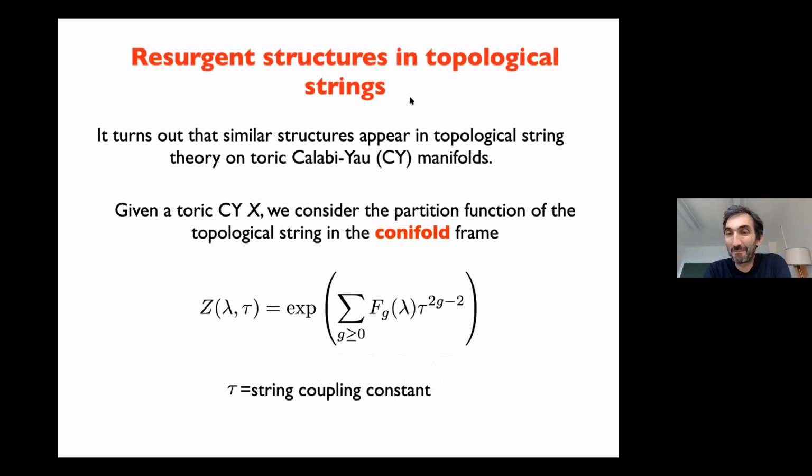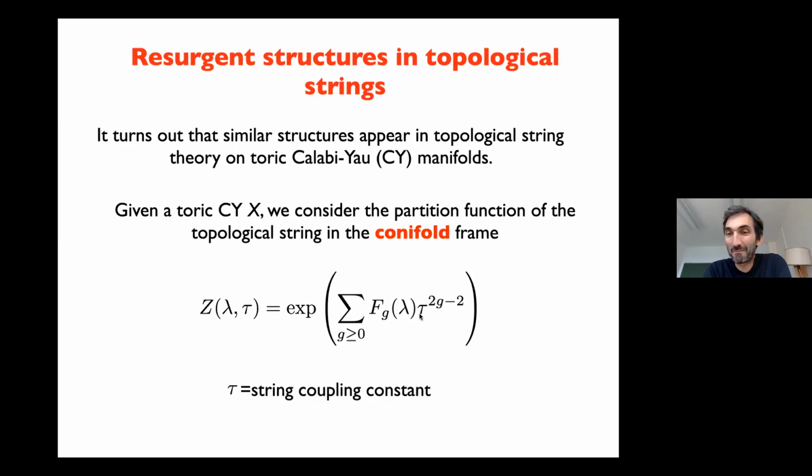Okay. So what is surprising in a sense is that very similar structures appear in a different theory, which is topological string theory on toric Calabi-Yau manifolds. Let me sketch this story because this is still work in progress. I don't have a complete picture, but let me sketch how this goes. So let's suppose that you have a toric Calabi-Yau X, and then you compute the partition function of the topological string theory, but not the standard Gromov-Witten theory, but the topological string partition function in what is called the conifold frame. That's not what people do in Gromov-Witten theory, but it is related to it by just a symplectic transformation.